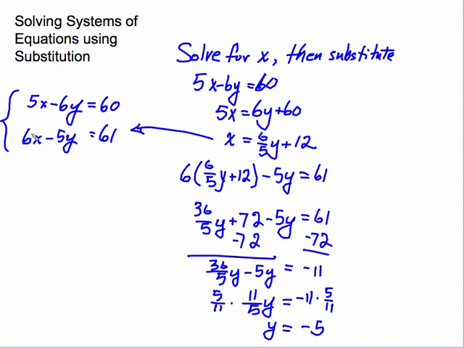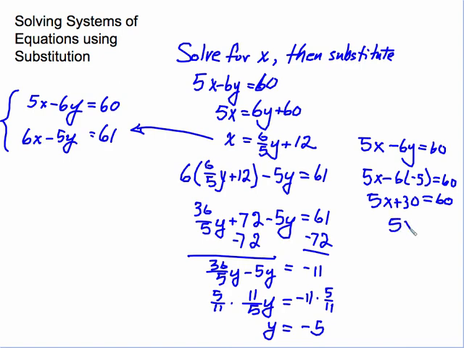With y equal to negative 5, I can substitute that into one of the equations, and again, I'll choose the first one, and we'll solve that. So we'll take 5x minus 6y equals 60, and substitute negative 5 for y, so this will be 5x minus 6 times negative 5 equals 60. 5x plus 30 equals 60. 5x equals 30. I subtracted 30 from each side, divide each side by 5, and I get x equals 6. So our solution is 6, negative 5.